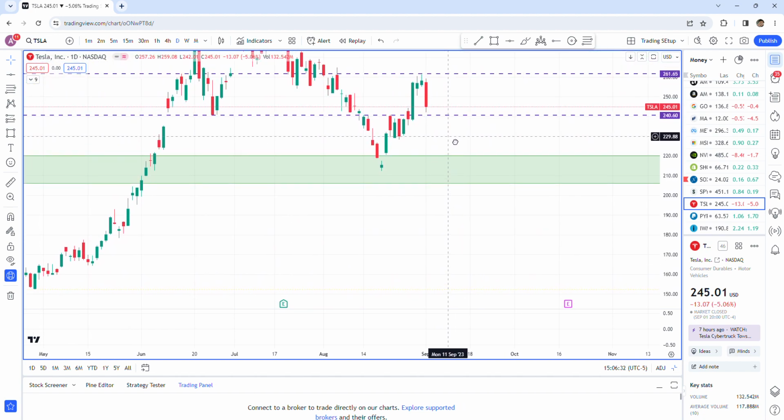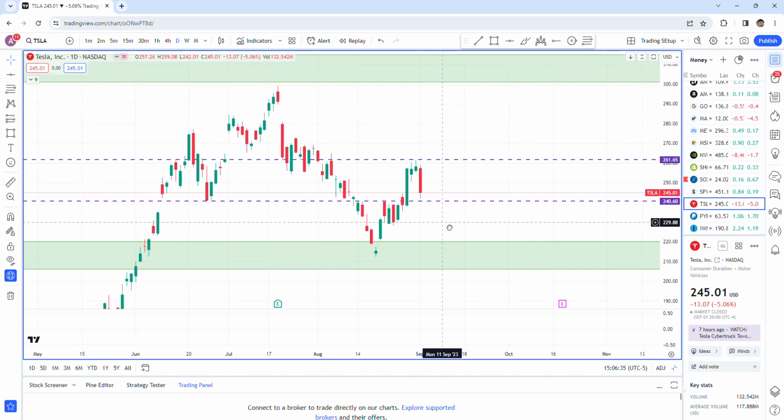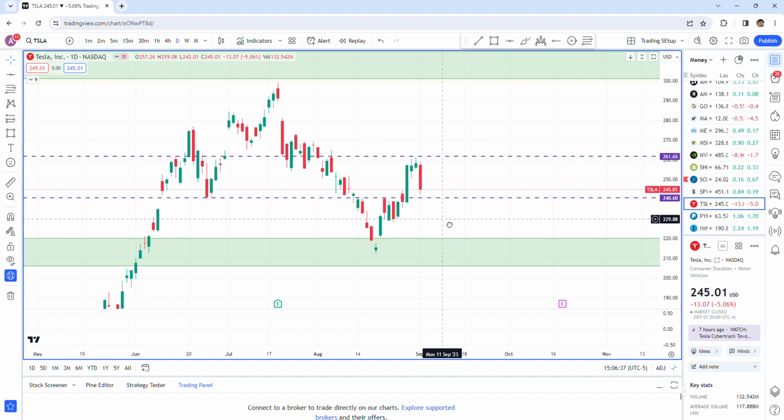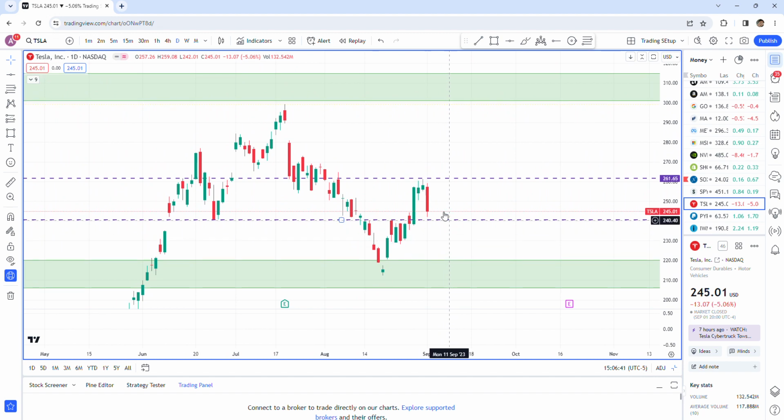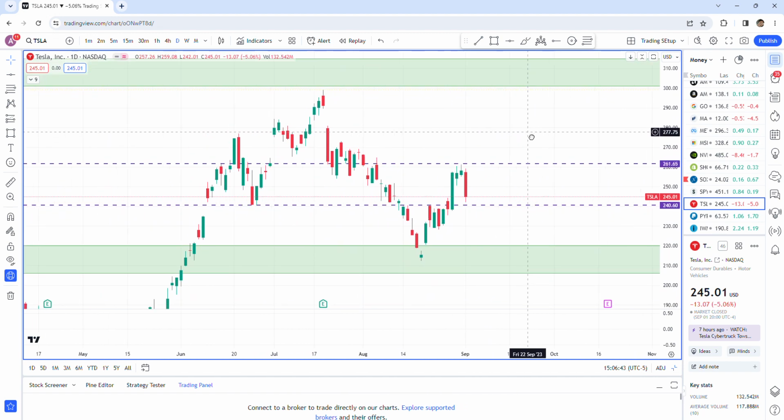All right. Next thing I noticed as I'm taking a look around here is that we got some gap fills that have not been filled yet. The first one actually, and we talked about confirmation.